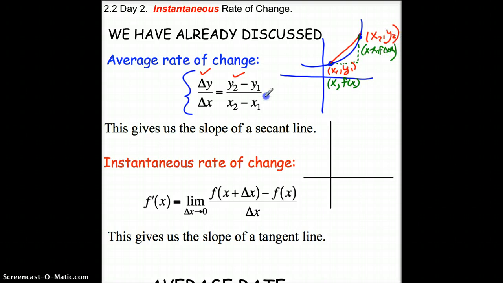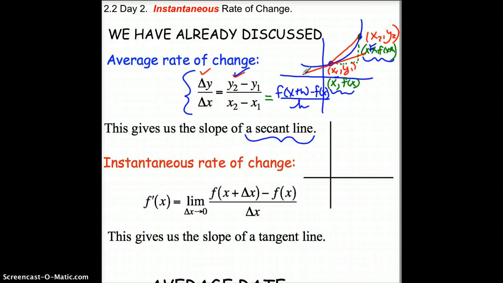But either way, when I calculate the slope of that red line up there, in the context of the x, f of x format, my y2 is f of x plus h, my y1 was f of x, and my change in x would be x plus h minus x, or just h. And that gave us the slope of that secant line that we've been talking about, which is our average rate of change. Now the instantaneous rate of change is not the average, it's what's happening right here.